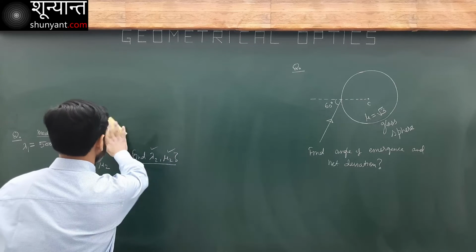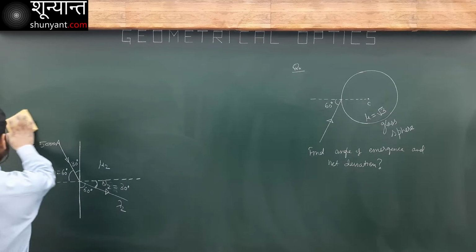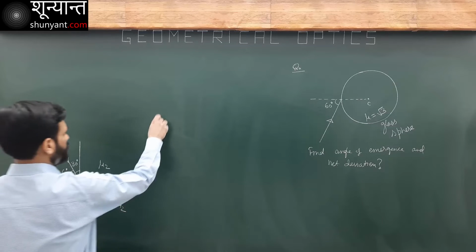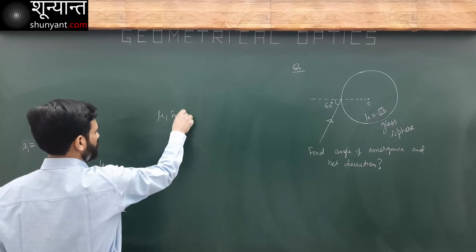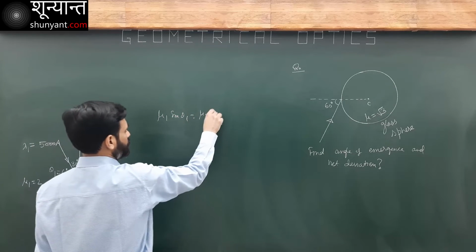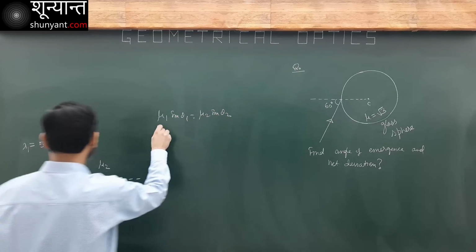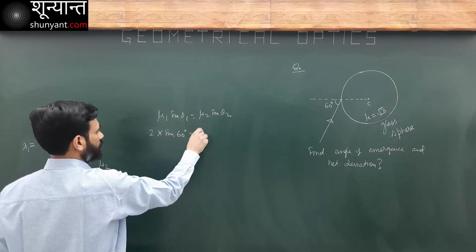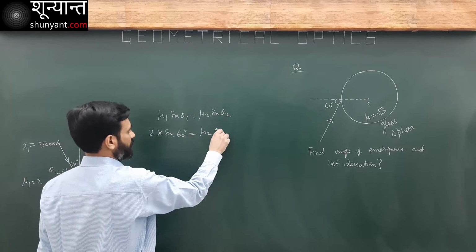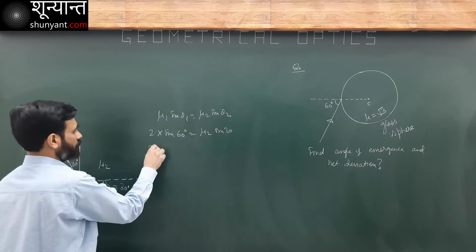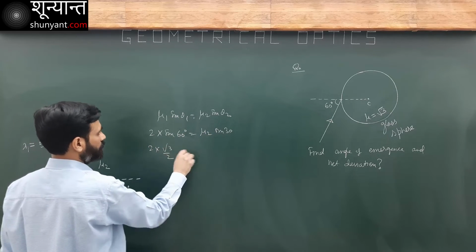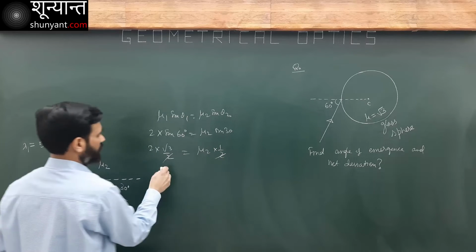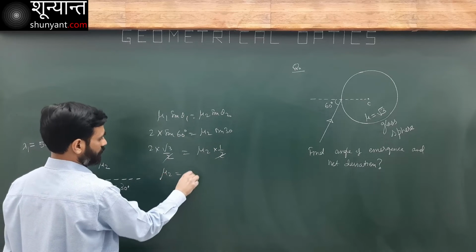So Snell's law. What is Snell's law? Mu 1 sine theta 1 equals mu 2 sine theta 2. Mu 1 is given. Mu times sine 60 is mu 2 sine 30. So 2 times root 3 over 2 is mu 2 times half. I have this answer: mu 2 is 2 root 3.